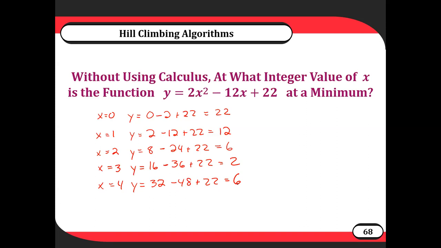So what do we think is the minimum? And maybe if we did x equal to 5, y is equal to 50 minus 60 plus 22, which is 12. Yeah, at x equal to 3, we find the minimum. And we can just do that by testing consecutive values. And here, this is rather simple. You could plot this out, or you can use calculus. But there are more complex functions where that's not exactly feasible.